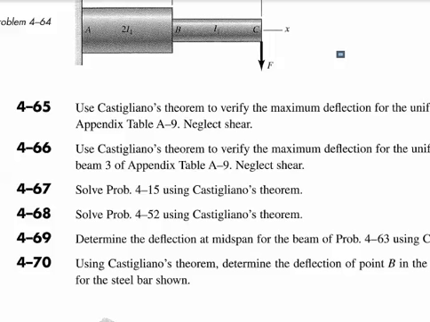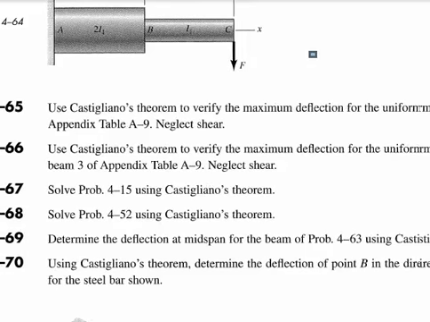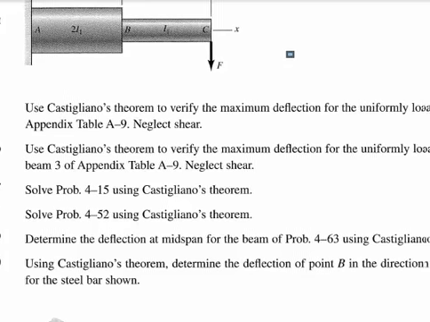Okay, in this video I'm going to go over the homework solution to our Castigliano homework that was due last week in MAE 3323, Tulsa edition fall 12 semester. Those were problems 4-65, 66, 68, and 69 out of the Shigley version 9 textbook. Problem 4-65 says use Castigliano's theorem to verify the maximum deflection for the uniformly loaded beam.